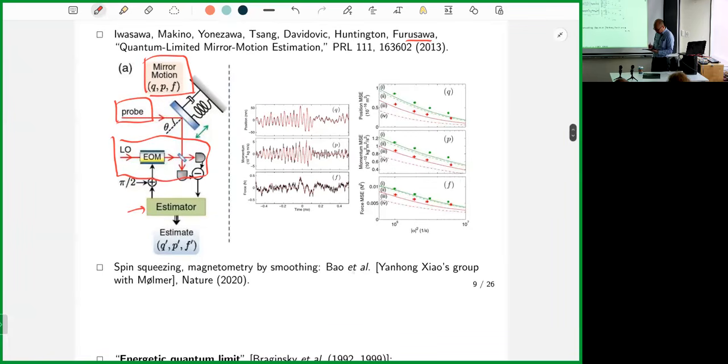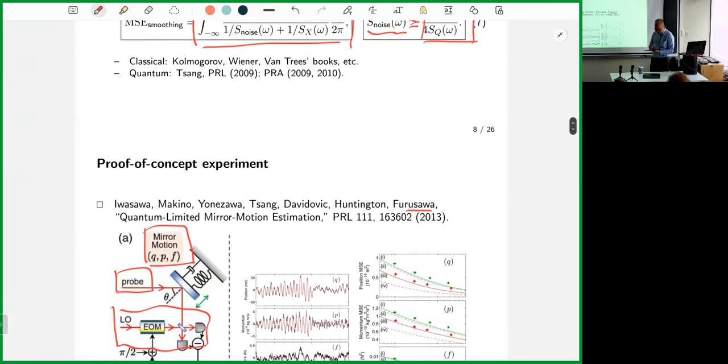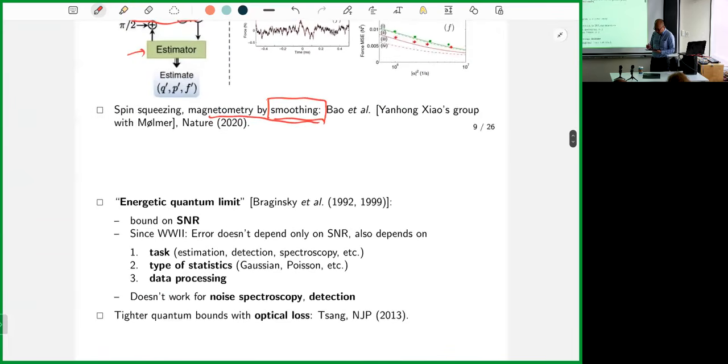And also there's a more recent experiment applying similar techniques. They don't call it smoothing because the smoothing theory is something I invented in 2009. And Klaus Mølmer basically reinvented everything and called it by a different name. And then they collaborated with Schnabel's group to do an experiment for magnetometry, but it's similar ideas.